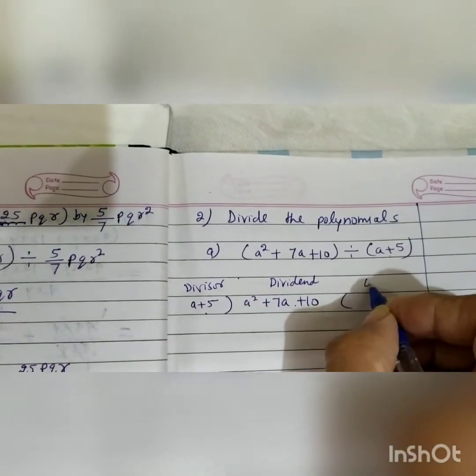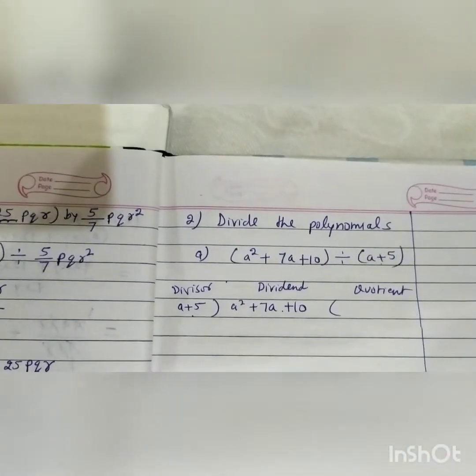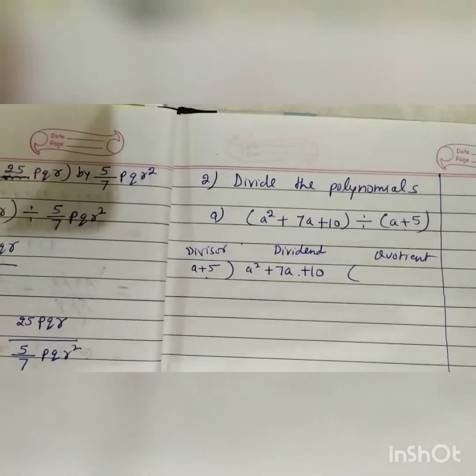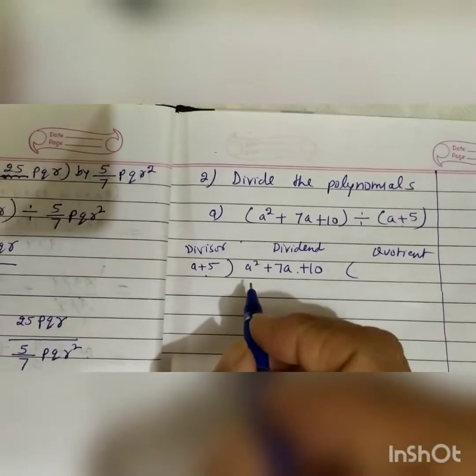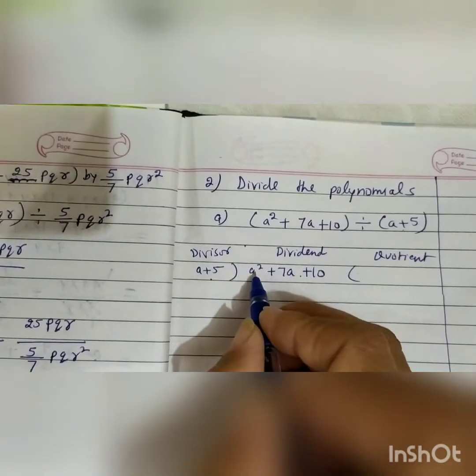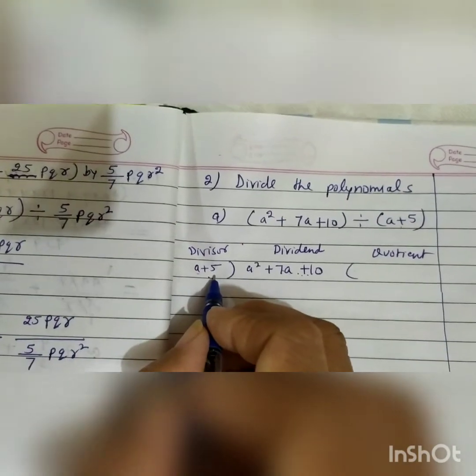And what will be the answer? It is quotient. So students, how will we do it? Listen very carefully. It is a little bit difficult. We will take the first term. How many terms are here? 1, 2, 3. There are 3 terms here, and here 2 terms.